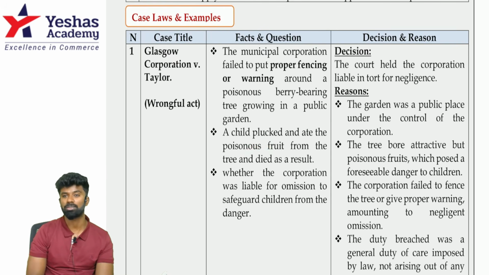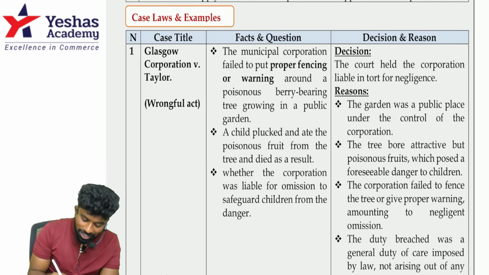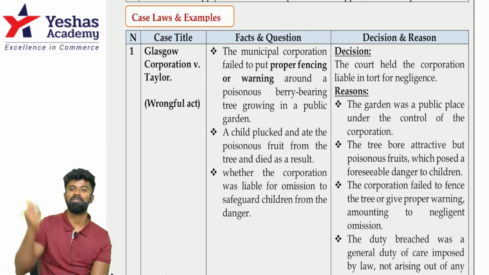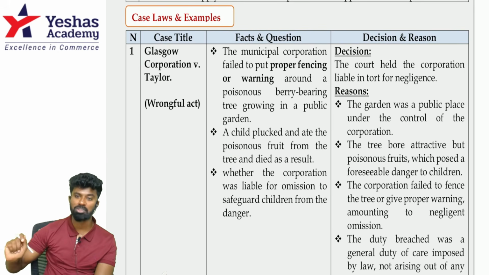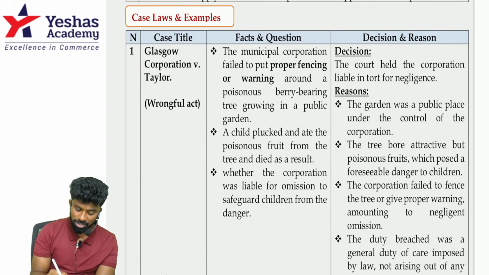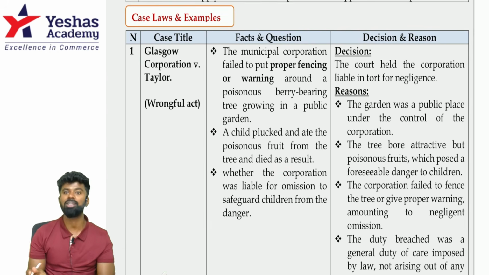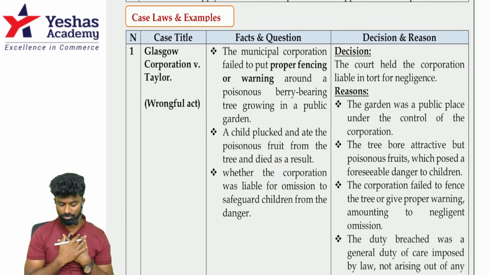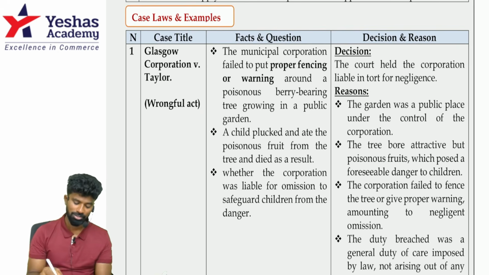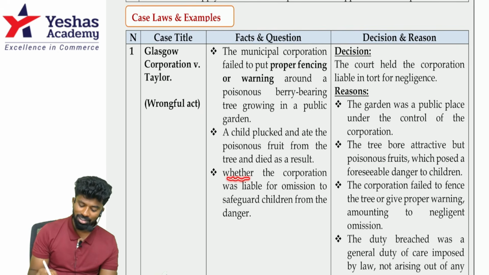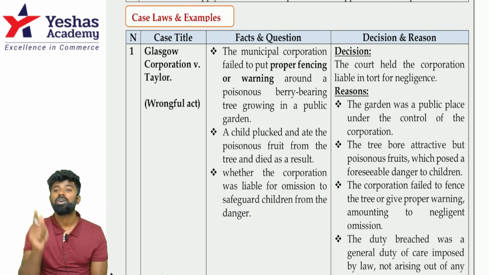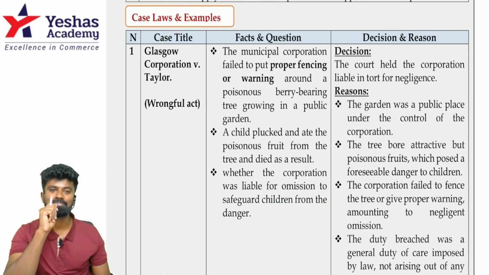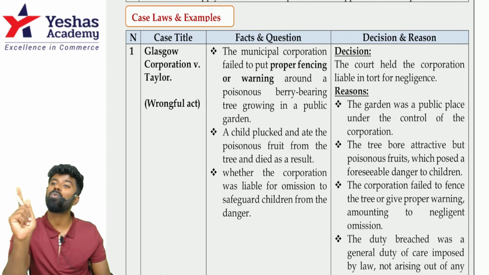Oh my God. From the tree, from the what? Tree, obviously. From where can he pluck the fruit? From the tree, he plucked the fruit. What fruit? Poisonous fruit from the tree, and he died as a what? Result. Oh my God. Whether the corporation was liable for the omission to safeguard children from the danger. Corporation liable or not liable? Liable, because it is an omission.